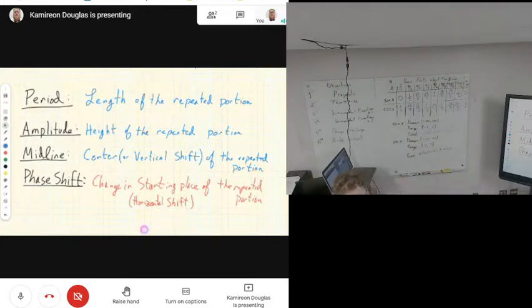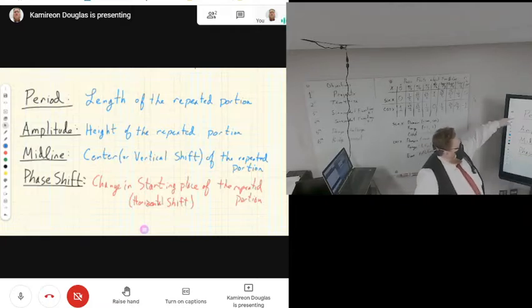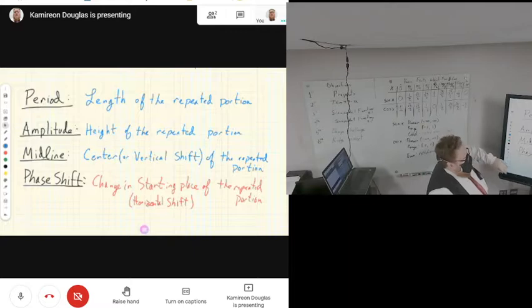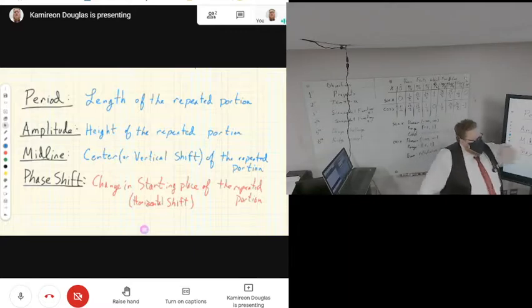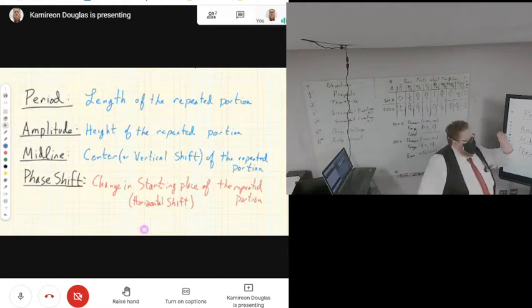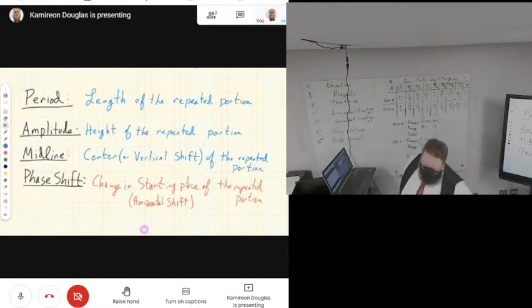And to see an alternate version on the wall, you'll see that each of these terms is put in terms of the picture of that first period. So you can see how the period is how long that first length is. The amplitude is how tall that first length is. The midline is where the center of that length is. The phase shift is how far it's moved left or right. We'll go into more detail into that tomorrow, along with the formulas that go with it. That's it.